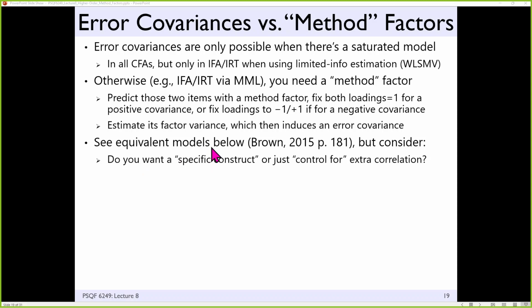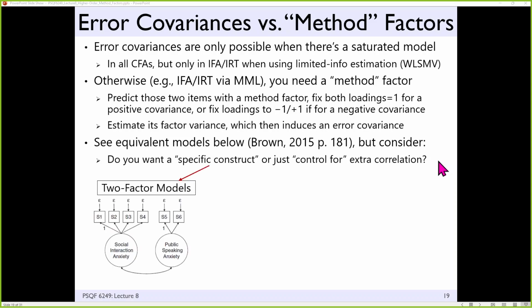There are equivalent ways to do this, and I know we talked about this before, but I'm bringing it back because now we're going to expand on that. It's like, do you want to try to explore why you have this extra correlation, or do you want it to go away? So if you want to explore it, then you might fit a separate factor for the two items that wanted to be related.